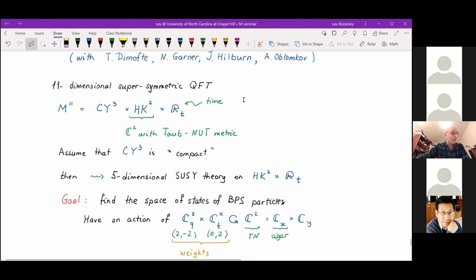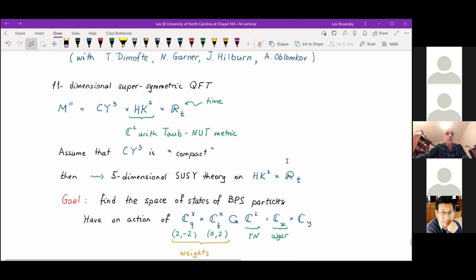So if you assume that the Calabi-Yau is compact in quotes, they are not, the interesting ones are not compact, but interesting things happen around certain compact subvarieties, submanifolds sitting in there. So it's compact in the sense that interesting things happen close to the origin. Then you can compactify on CY3, assume that this compact core is small, and your 11-dimensional theory will degenerate into a 5-dimensional supersymmetric theory on this hyperkähler cross time.